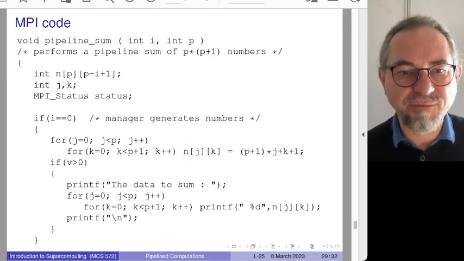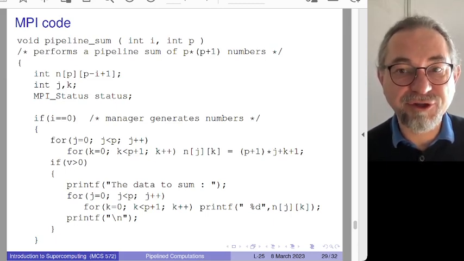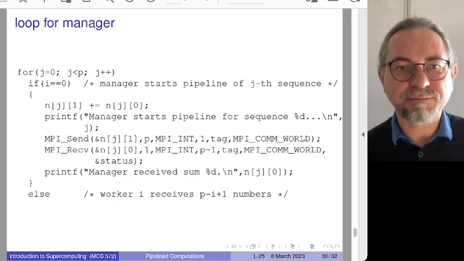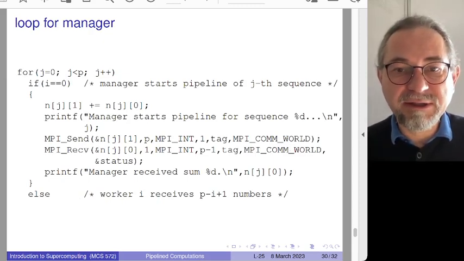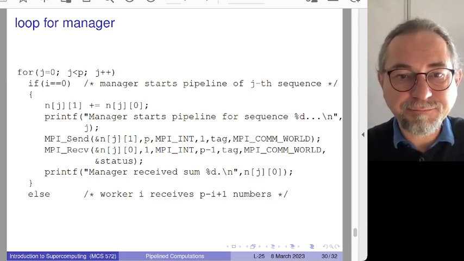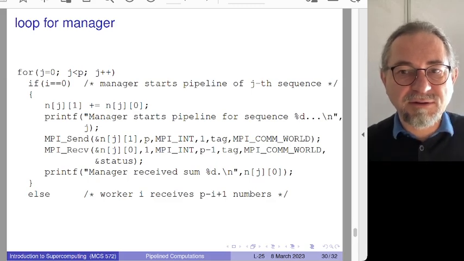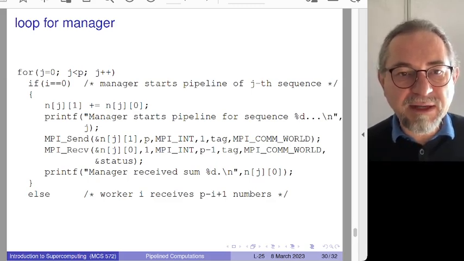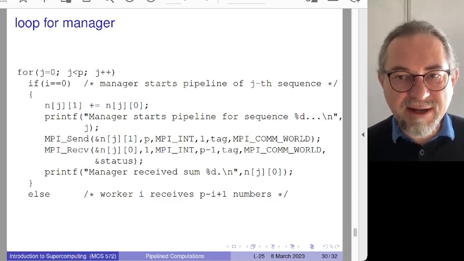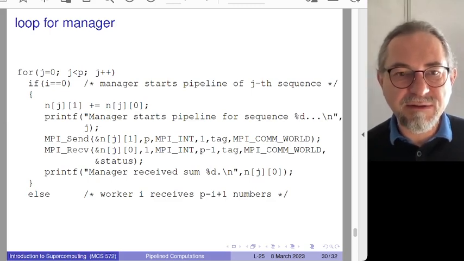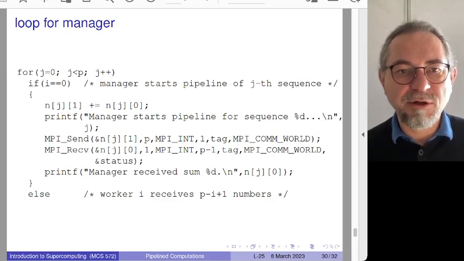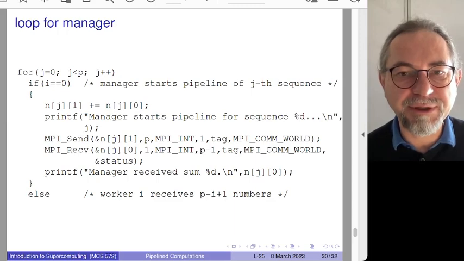So that is the first step, what the manager does. The manager is responsible for the generation of the input. Then the manager code continues, starting the pipeline. So we have this matrix, and there is the cycle. In the notation I had the A, B, C, D sequence. Here I have the sequence n for j equals 0 up to j equals p minus 1.